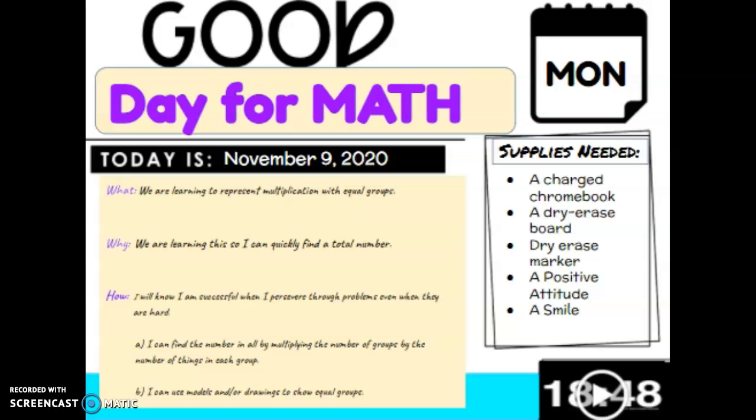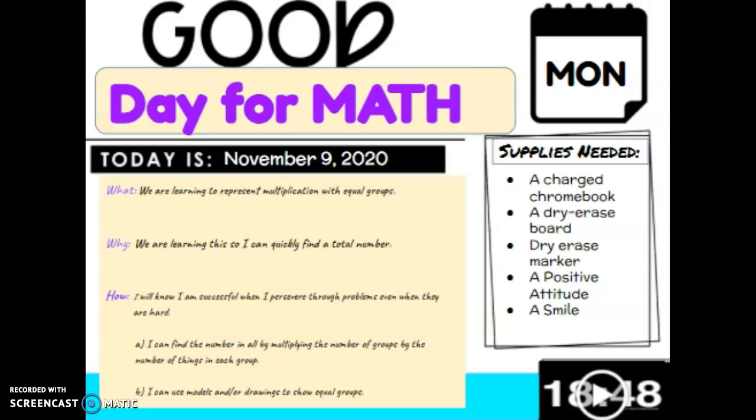Hey everybody, it's Monday and we are going to continue with multiplication. Today we're going to talk about how multiplication is equal groups and can be put into equal groups for us to determine how many are in all. Multiplication is just a shorter way to get a total if we have equal groups, just like we learned last week with repeated addition.